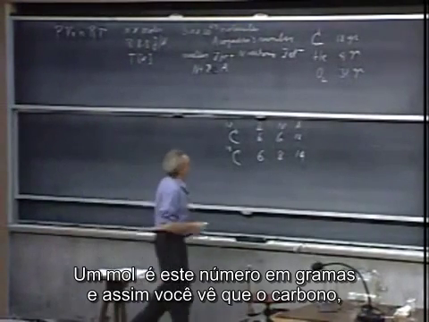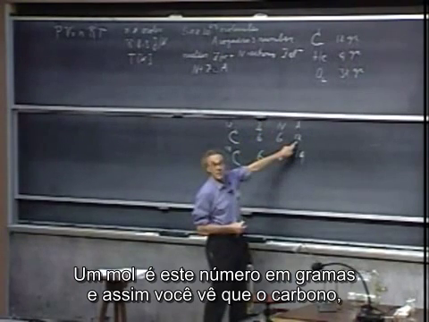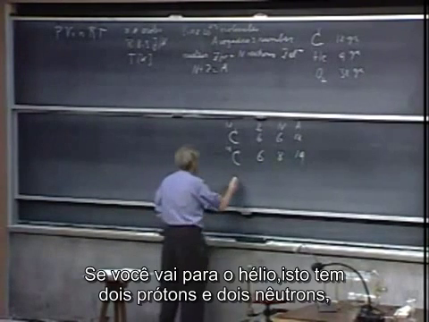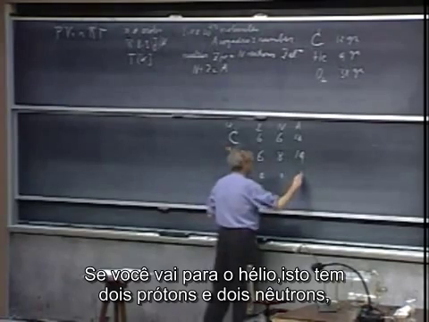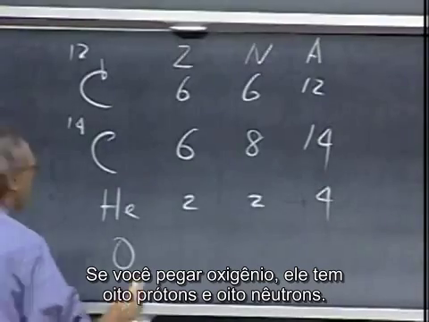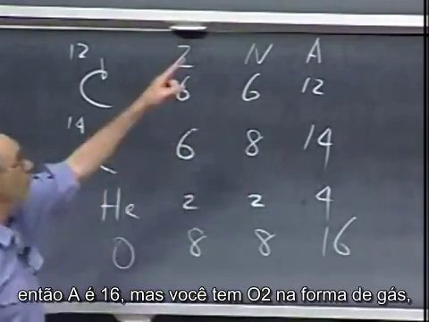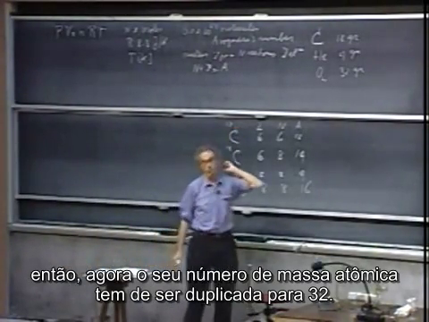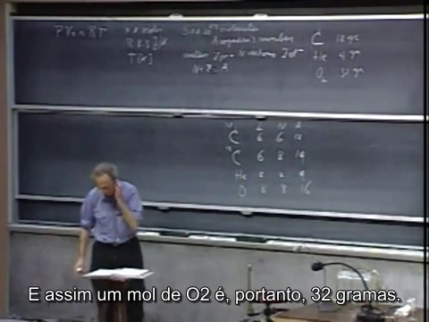A mole is this number in grams, and so you see carbon is the atomic mass number in grams. You see 12 there. If you go to helium, it has two protons and two neutrons, so A is 4. That's where you see your 4 grams. If you take oxygen, it has 8 protons and 8 neutrons, so A is 16, but you have O2 in gas form. So now your atomic mass number has to be doubled, it is 32. And so a mole of O2 is therefore 32 grams.